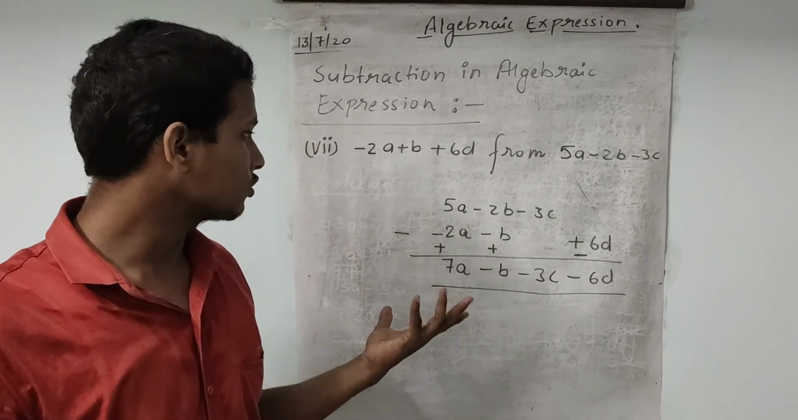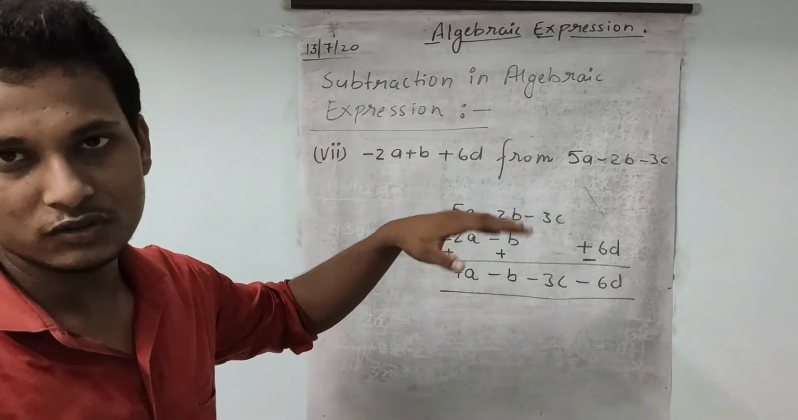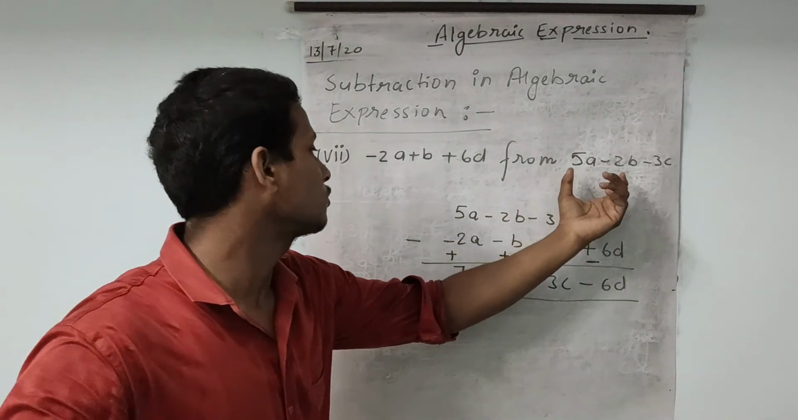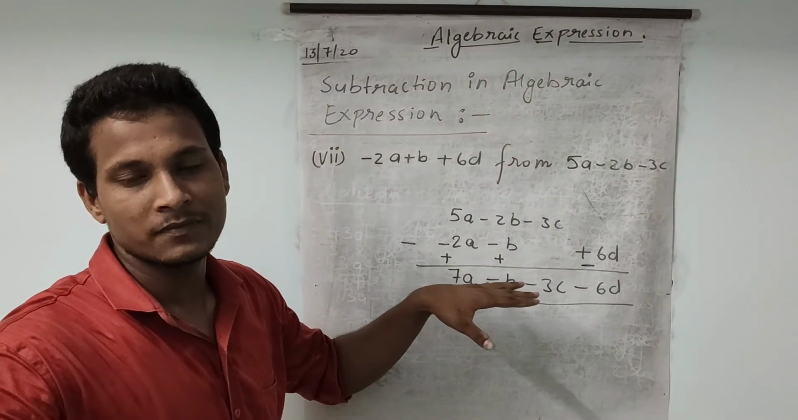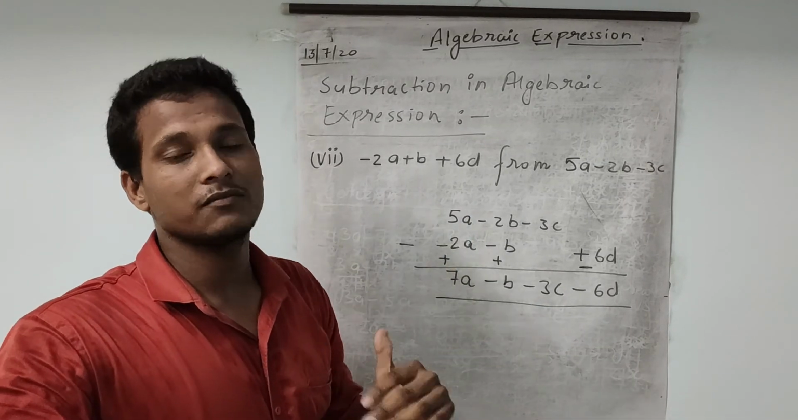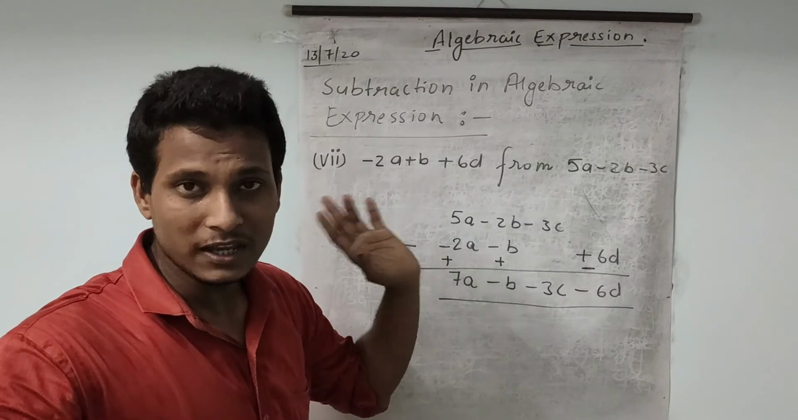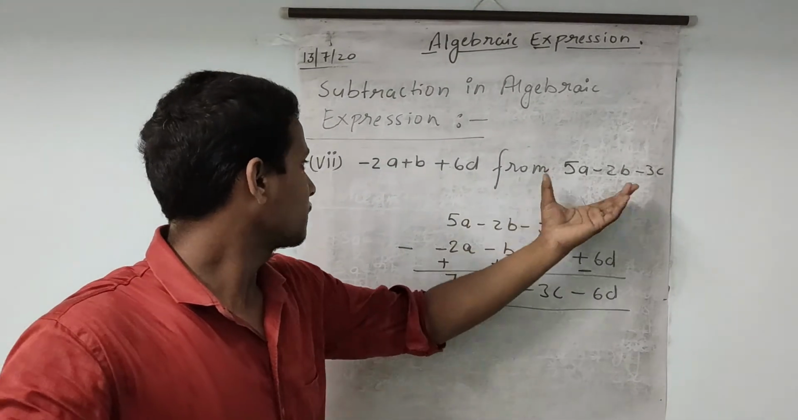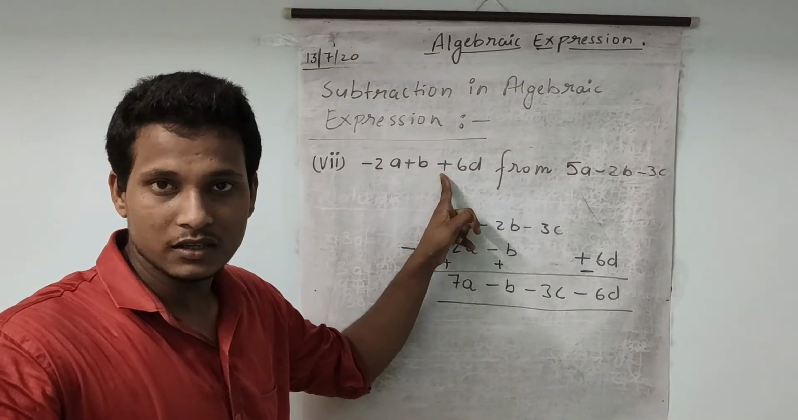So we will do the questions like that. Always, if 'from' is there, if you need to subtract something from something, you need to always take the second term first, then subtract the first term from it. You need to subtract the first term from the second, not like that, subtract this from this. You need to subtract this term from this, not this from this. Okay, clear.